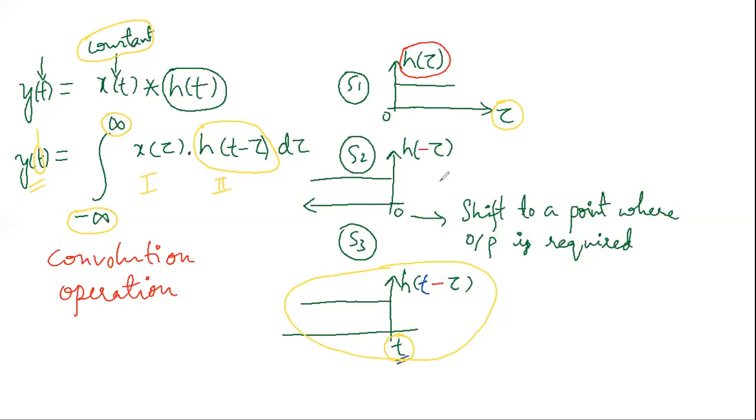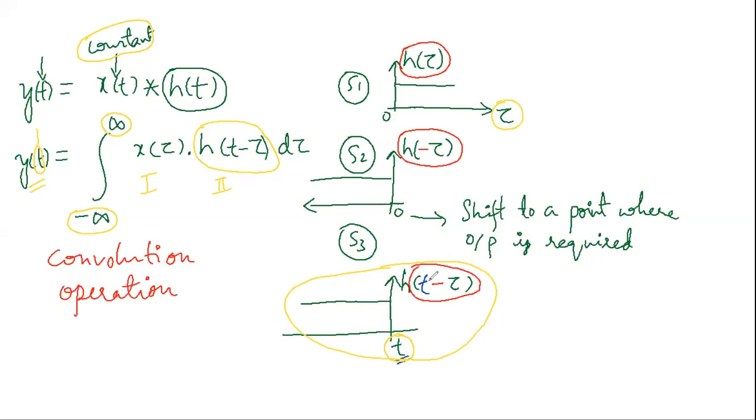The second step is to assign a negative sign to tau. So in our second step, let me replace this tau with negative tau. Step number 3. So what's step number 3? I have to shift this second signal to a point where output is required. And where exactly is output required? At t. So in step number 3, I'll add one more term over here, that is t minus tau. So finally we ended up with this t minus tau. Anyhow this pi is constant, so we'll take it outside of the integration.